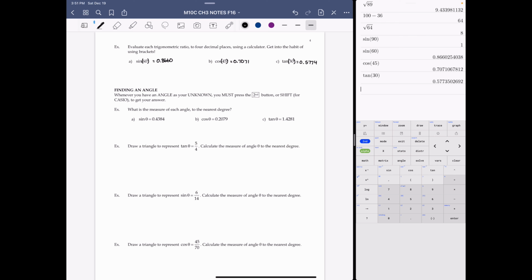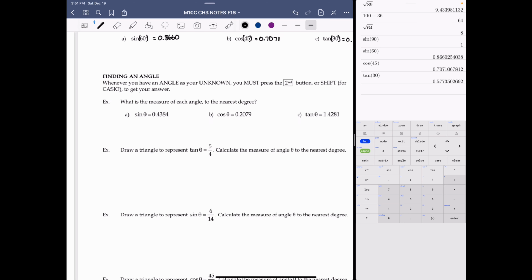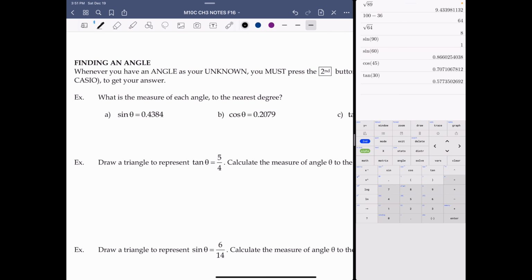Finding an angle. Whenever you have an angle as your unknown, you must press the second function button, or the shift for Casio, to get your answer. Example, what is the measure of each angle to the nearest degree? So we have that sine of the angle theta is equal to 0.4384. That means sine, remember, is opposite over hypotenuse. So the opposite side divided by the hypotenuse side equals 0.4384. We want to calculate the angle.